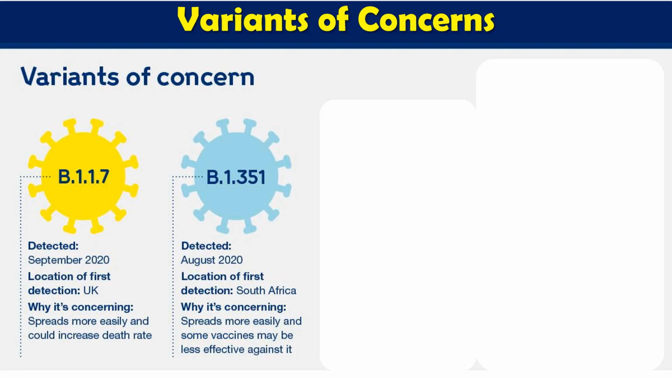The second variant of concern is B.1.351. This was first detected in August 2020 in South Africa. What happens with these different variants? They spread more easily and could increase the death rate. Similarly, the second variant, which occurred in Africa, is called the African variant, and this is called the UK variant. So they spread more easily.